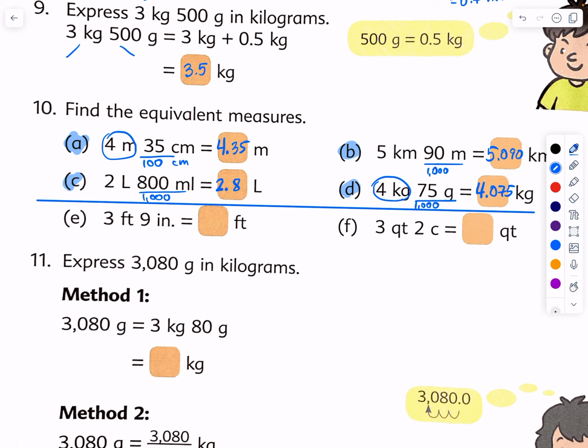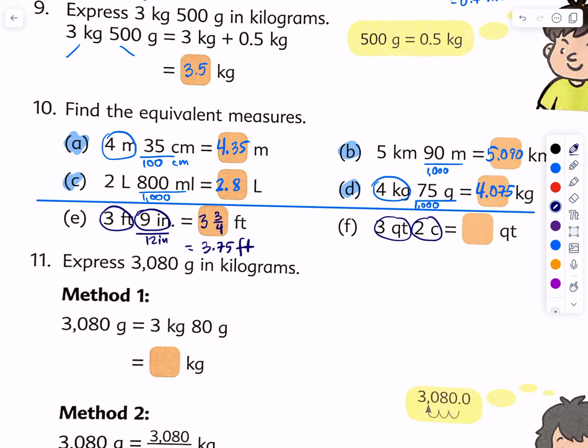Now let's look at feet and inches. So of course we have a whole and we have a fraction. So it's going to be 3 whole feet and 9 out of 12 inches. That's just 3/4. And if we want to express it as a decimal, it's 3.75 of a foot.